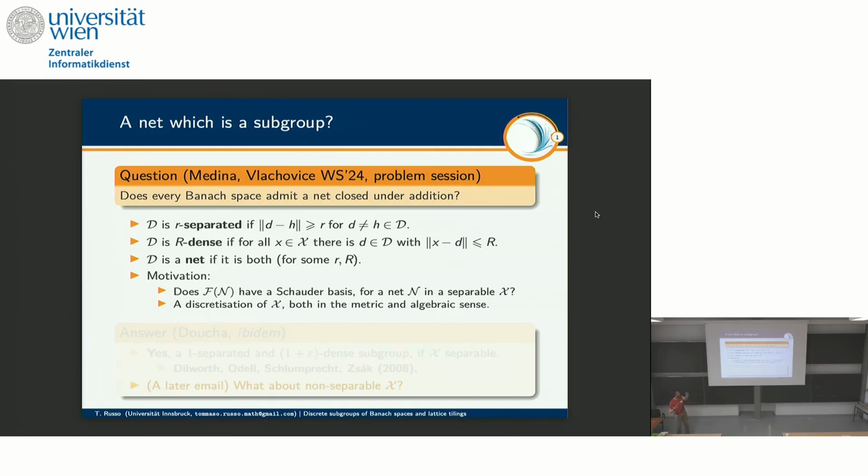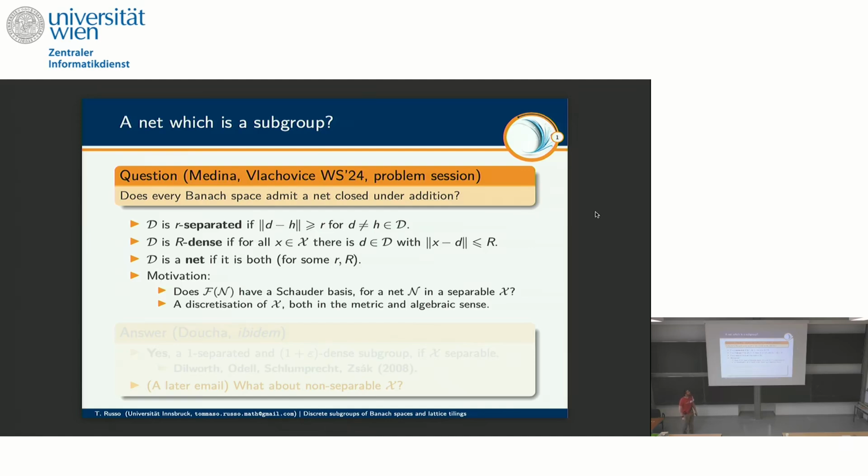Sandra was saying if you look far away, the net is a Banach space, nothing changes. If you are far away, they are the same thing. It's a discretization. And it's not only discretization in the metric sense, but also in the algebraic sense, because it still keeps some algebraic structure.